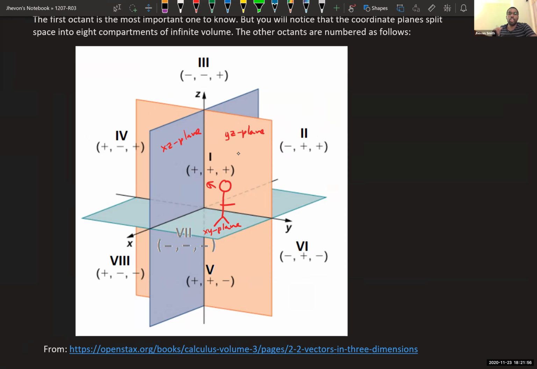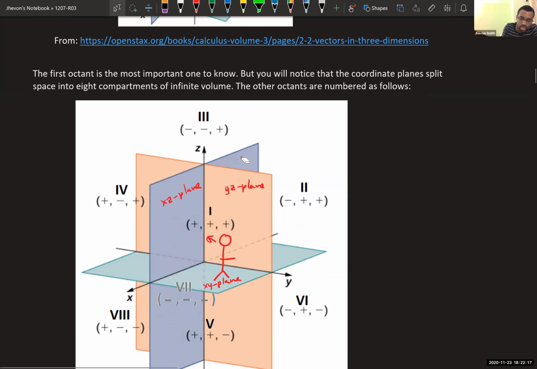And then you start counting again from 5 in the floor below. So the room below you, that is what's called the 5th octant. And then behind the wall over here, that's the 6th octant. Then behind that wall over there, that's the 7th octant. And then you come over here, that's the 8th octant.